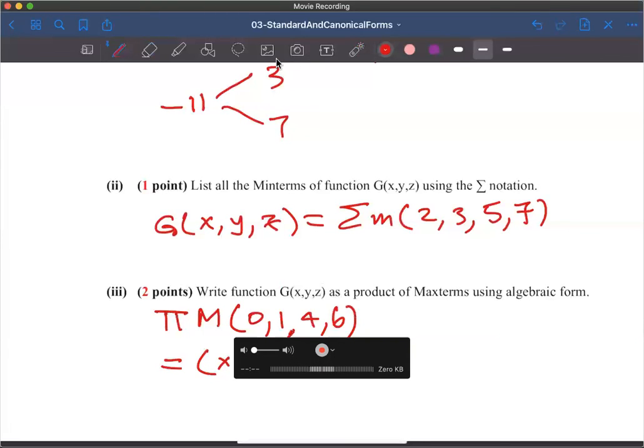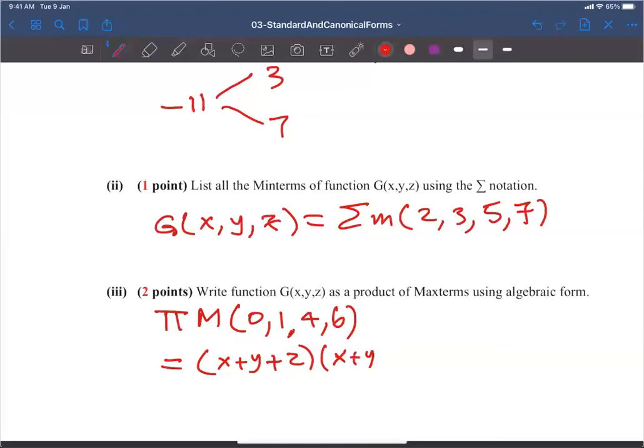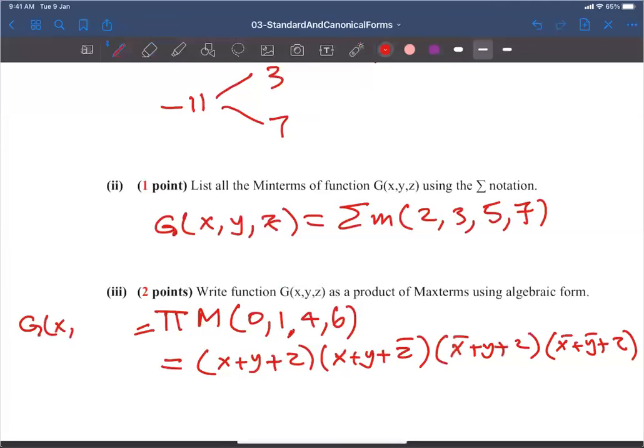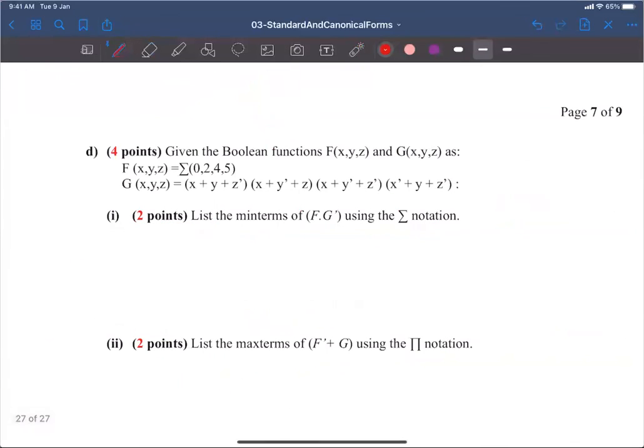All right. So what is this going to be? 0, 0, 1 is X or Y or Z complement, and then what? 1, 0, 0, which is X complement or Y or Z, and finally 1, 1, 0, which is X complement or Y complement or Z. Easy, right? And this is G of X, Y, and Z.